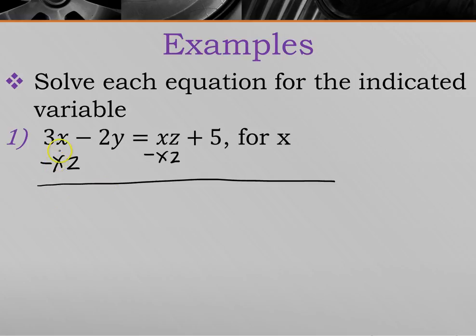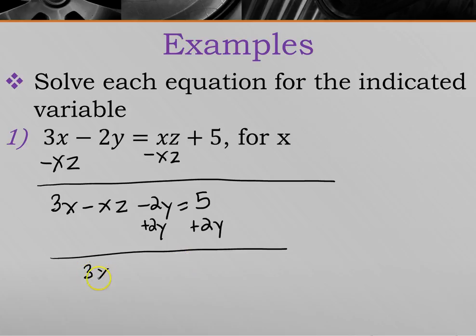Now, these are not the exact same expressions. Yes, they both have an x, but I can't combine them because 3 and z are both different. This is 3x minus xz minus 2y equals 5. So I should add 2y to both sides to again further isolate my x expression. So 3x minus xz equals 2y plus 5. Now, how do I solve for x if I can't combine them?